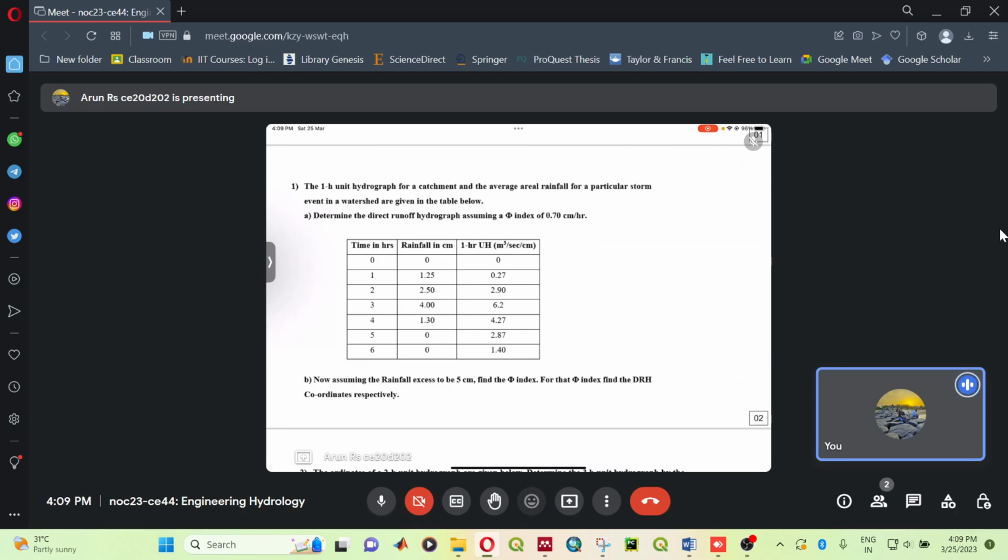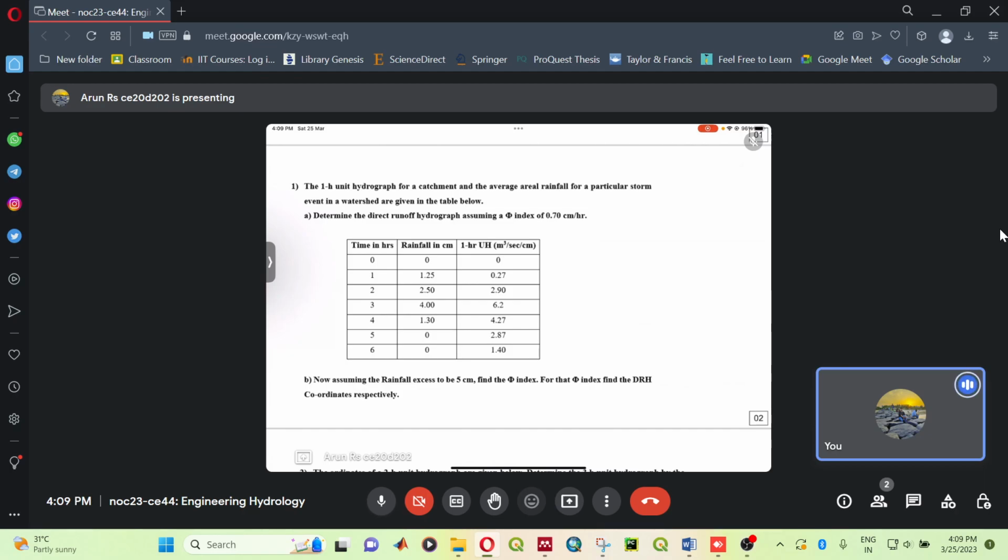Now we need to determine what is the direct runoff hydrograph, assuming that the watershed has a phi index of 0.7 centimeters per hour. And in the second question, we need to assume that a rainfall excess of 5 centimeters is given, and first we need to find the phi index for this particular condition. Then using this phi index, again we need to derive the direct runoff hydrograph for the same rainfall.